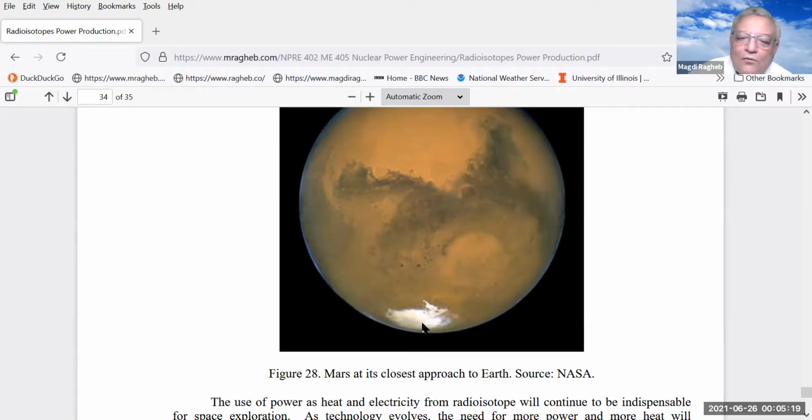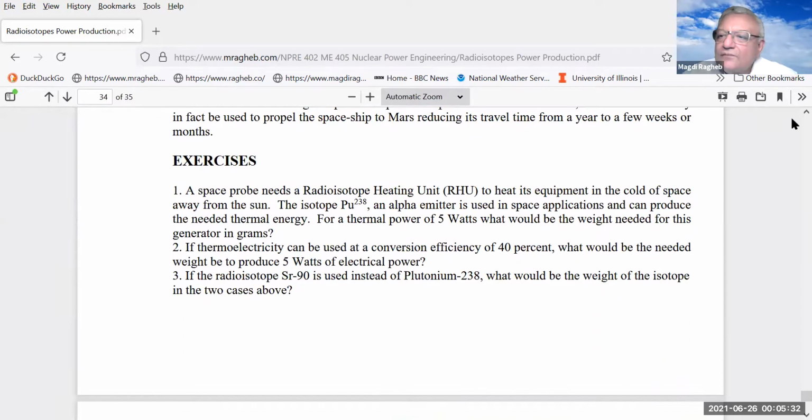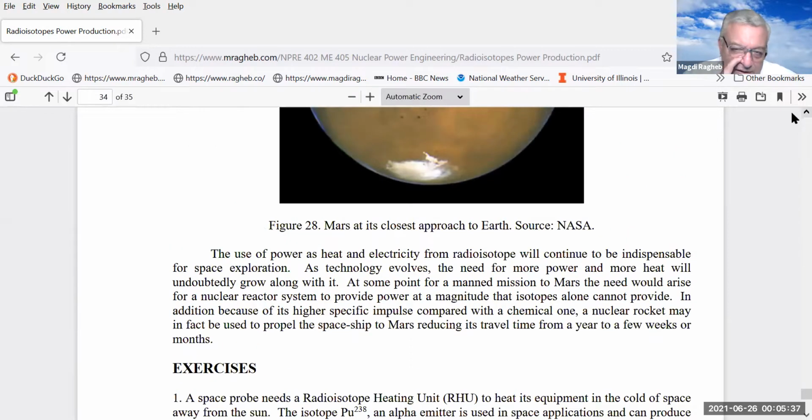evaporating the water and the carbon dioxide, creating a greenhouse effect that would heat up the surface of Mars and allow for life to emerge on Mars. That would be terraforming Mars. So this is part of humanity reaching beyond its very confined surface of the Earth.